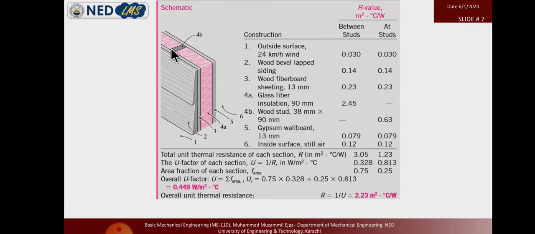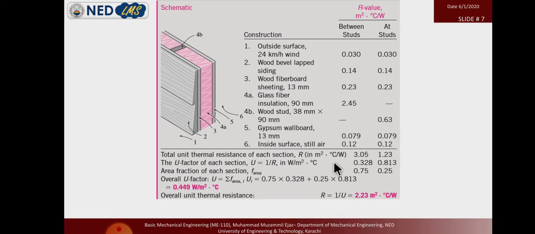So the common question comes, why are we using a stud over here to join this plate? If we had not used this stud, how can we join all these plates together? So it is our limitation to insert a stud over here. Anyway, we just add the resistance values of both, between the glass fiber and stud. It is 3.05, it is 1.23.